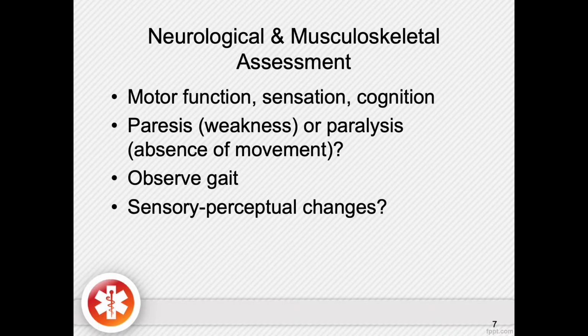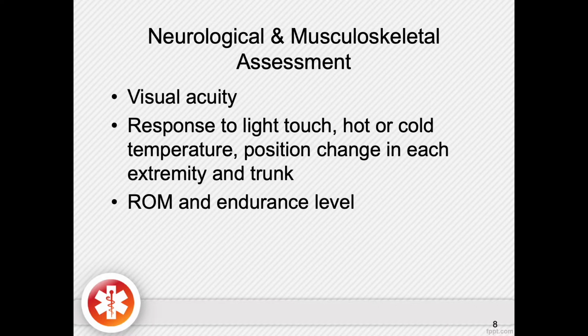A neurological and musculoskeletal assessment includes motor functioning, sensation, and cognition. The presence of paresis, that is weakness, or paralysis, that is the absence of movement. Observe the gait if the patient is ambulatory. And note if there are any sensory perceptual changes. For instance, if the patient is reporting things like tingling, numbness, or unusual feelings or sensation not normally associated with either positioning or therapies. Note the patient's visual acuity and provide a sight test if necessary.